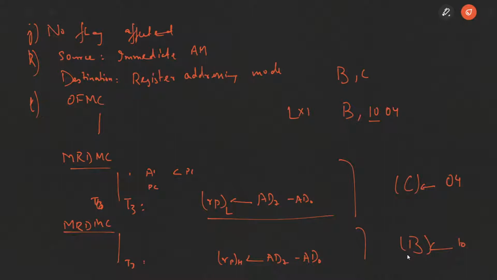So BC is your register pair, B will hold the most significant byte, C will hold the least significant byte, but this will be the nature of execution, the sequence of instruction. First memory read machine cycle will actually load the least significant byte. The next memory read machine cycle will load the most significant byte.